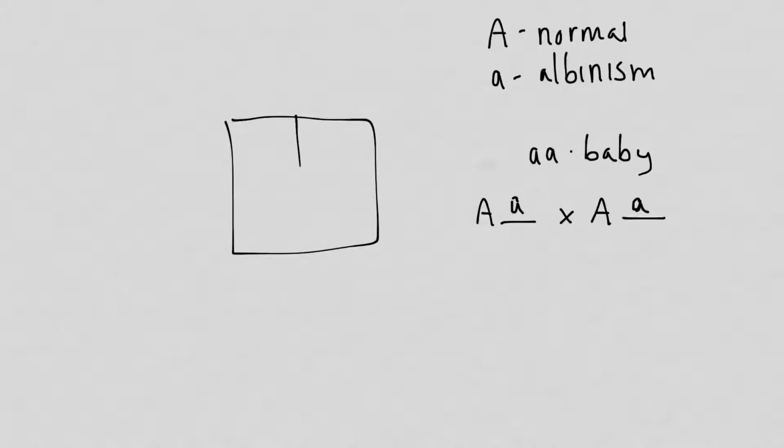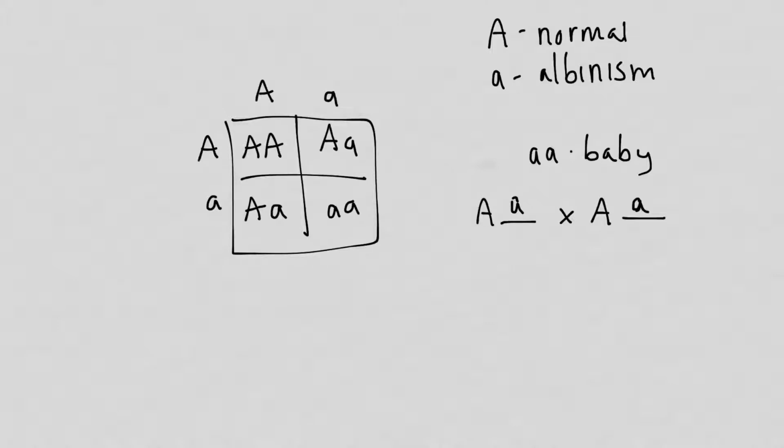Here's your Punnett square. Here's parent 1. Here's parent 2. Fill in the cross. Big A, big A. Big A, little a. Big A, little a. Little a, little a.